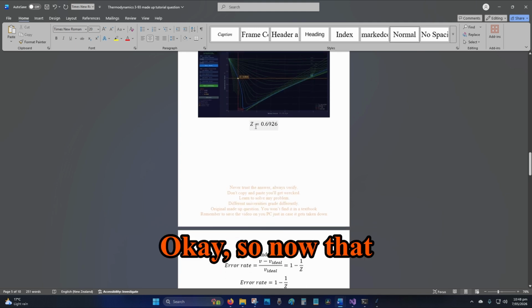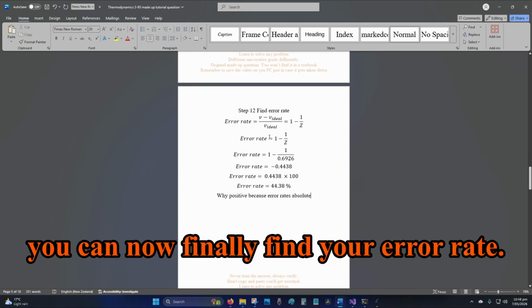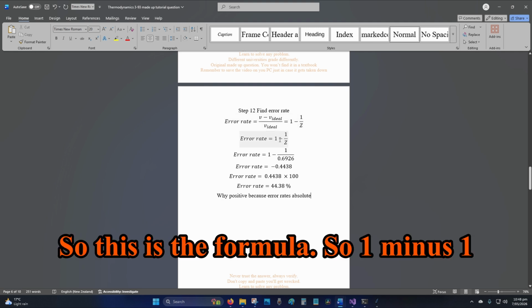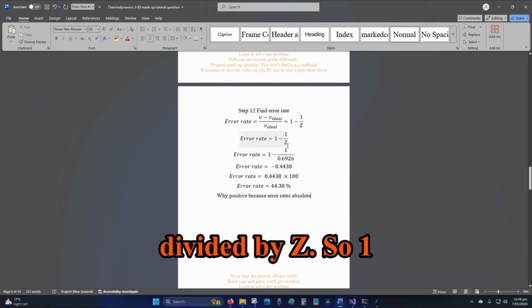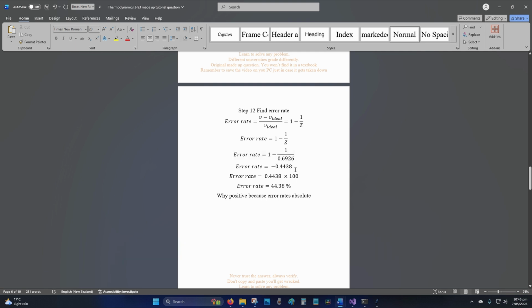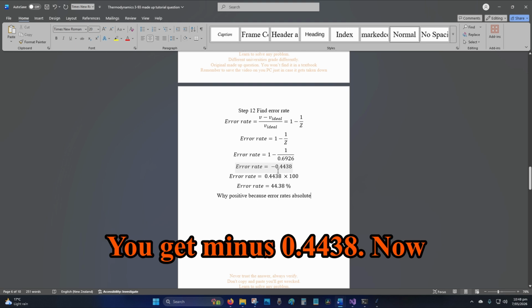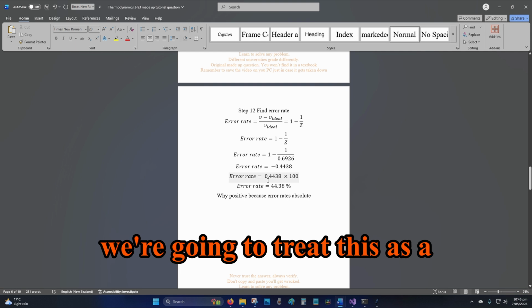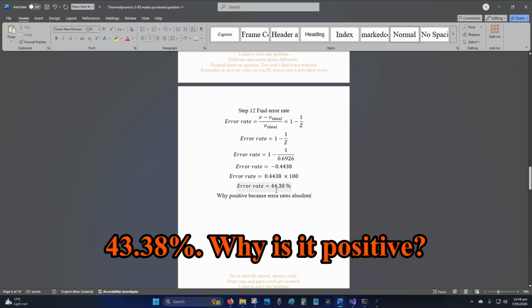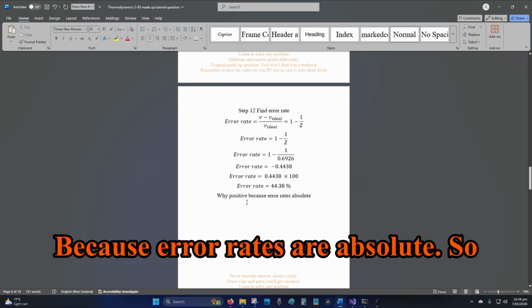Now that you've got your Z factor, you can finally find your error rate. This is the formula: 1 minus 1 divided by Z. So 1 minus 1 divided by 0.6926. You get minus 0.4438. Now we're going to treat this as a positive, so it becomes 43.38%. Why is it positive? Because error rates are absolute.